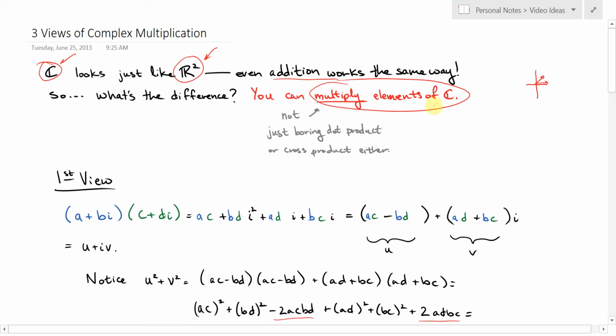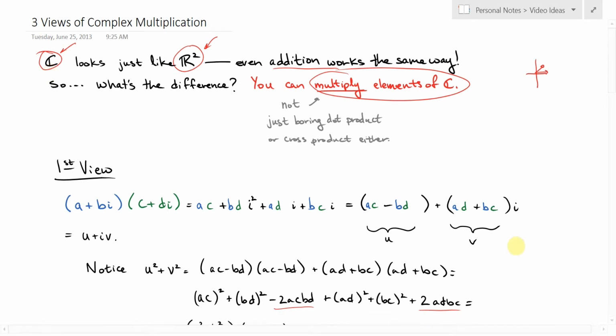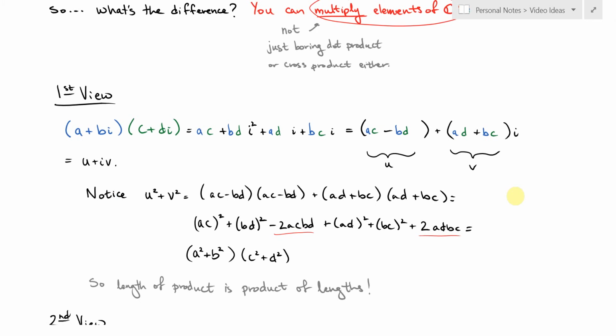And when I say multiply elements, you might complain, well, we can multiply vectors here. We have inner products, we have cross products, but those are boring for a variety of reasons. They're not completely boring, but they're certainly not as rich and interesting as the case of the complex numbers. Actually, they are related to the complex multiplication, but that's a subject for another video.